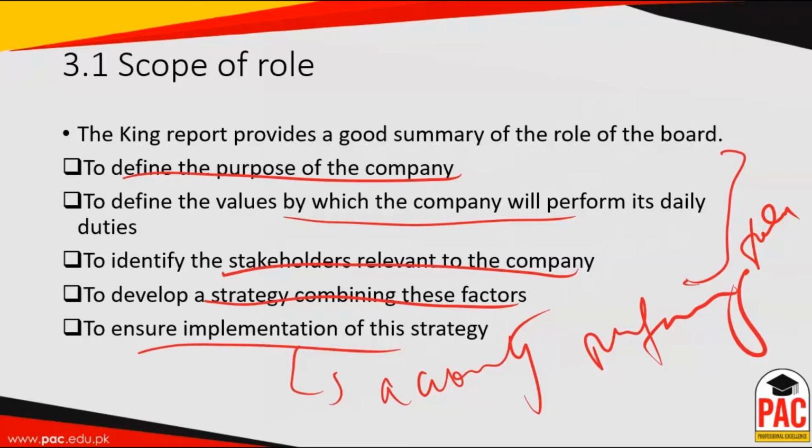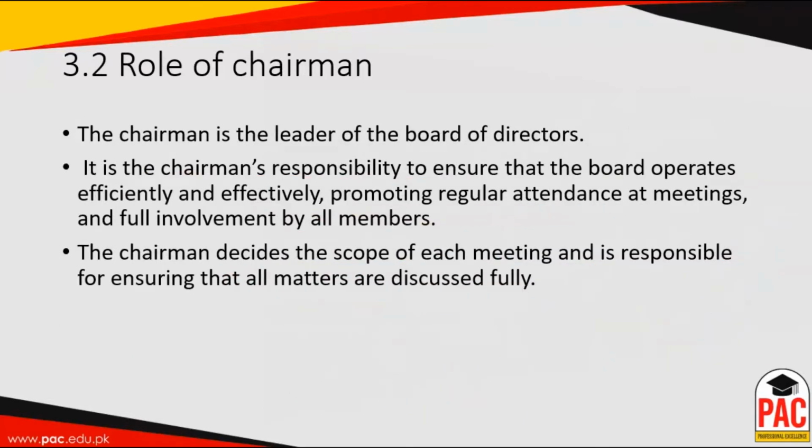What is the role of the chairman of the board in all these? The chairman is basically the leader of the board of directors. He is heading the board of directors and is the main decision maker, or the coordinating person between all the directors. So, being the leader of the house, it is the chairman's responsibility to ensure that the board operates effectively and efficiently. The chairman should ensure proper regular attendance of all the members of the board in different meetings.